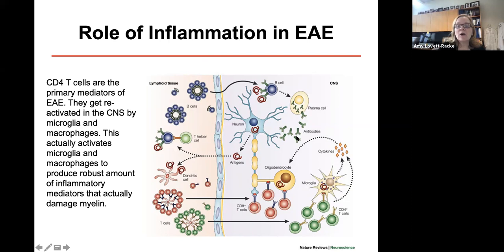Now, that being said, we know that antibodies, even though they are present, and actually there's a lot of antibody production in the CNS in MS patients, don't appear to be a major contributor to the pathology. Most of the pathology is mediated by inflammatory mediators produced in response to the CD4 T cells interacting with microglia and macrophages in the CNS.